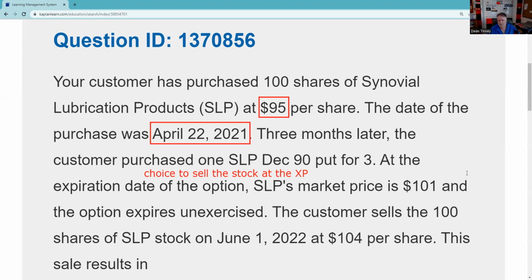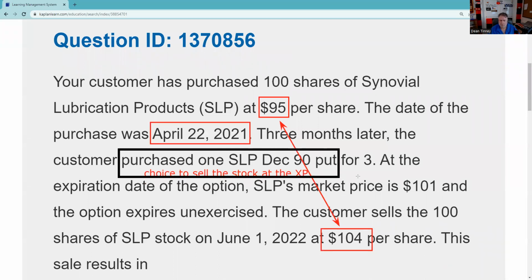The customer then sells the stock for 104. So it looks like this is now this year. Now, if you don't catch that this interrupted the holding period, you would tell me that is a $900 long-term capital gain. But no, because remember, we said we interrupted the holding period here when we bought this put. And that put expired in 2021, the previous year. So there's where we interrupted the holding period.